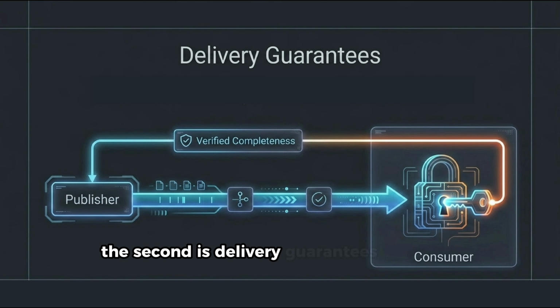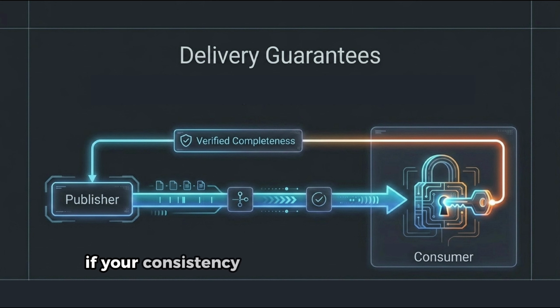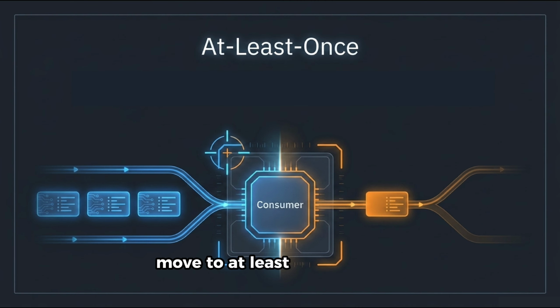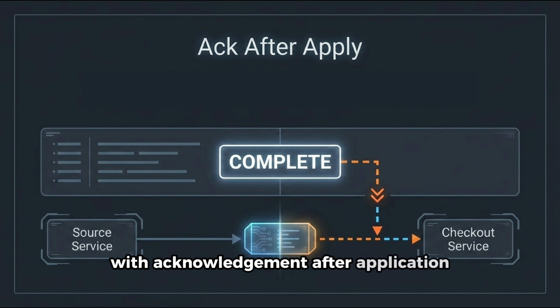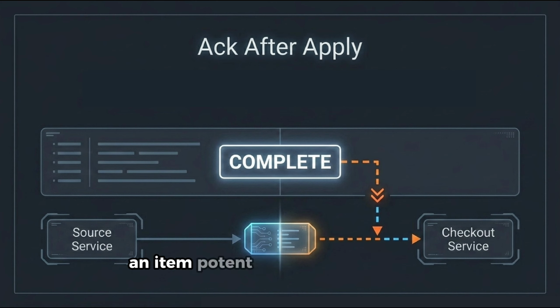The second is delivery guarantees on event propagation. If your consistency mechanism relies on events, the delivery contract matters as much as the event content. Fire and forget delivery provides no guarantee that the consumer applied the update. The publisher publishes and moves on. Whether the consumer finished is unknown. Move to at least once delivery with acknowledgement after application, not after receipt. An idempotent consumer that safely reprocesses duplicate events is more reliable than one that acknowledges events before fully applying them. The race condition in the retail platform's checkout service existed because the consumer was acknowledging receipt, not completion.